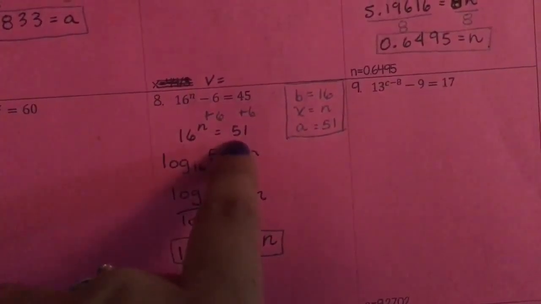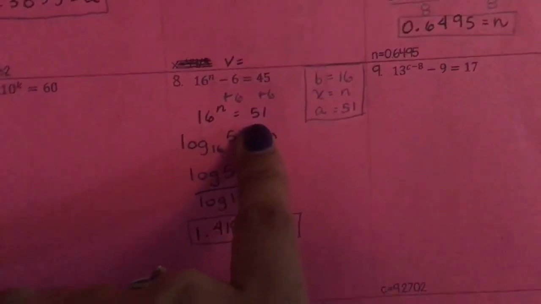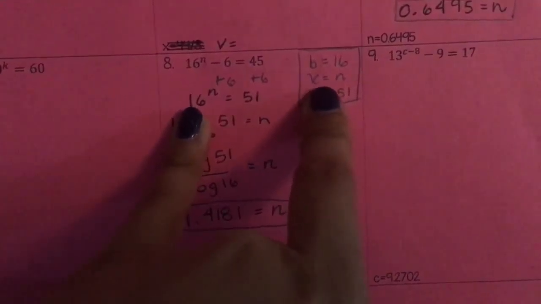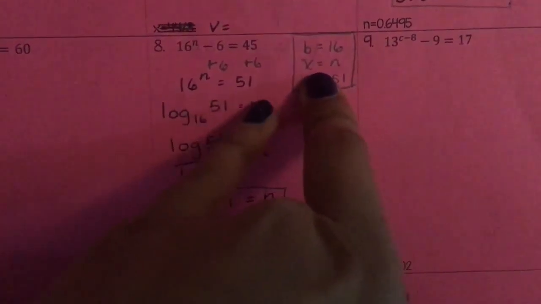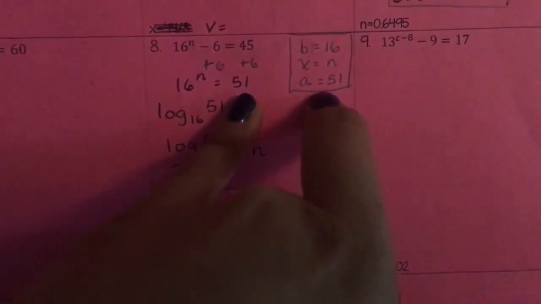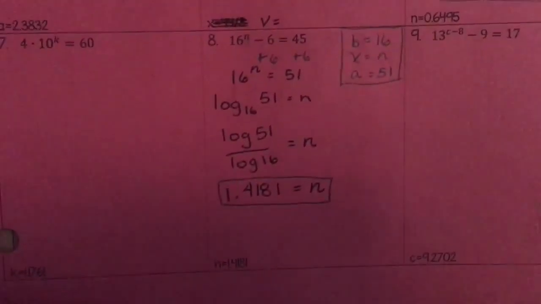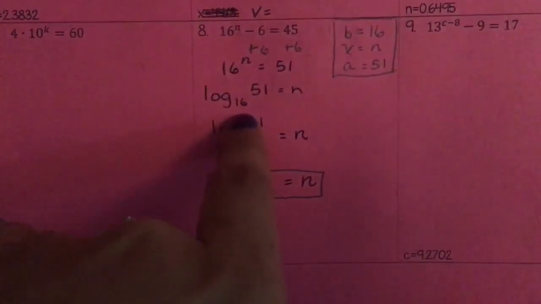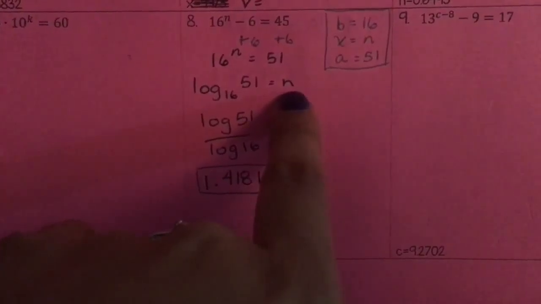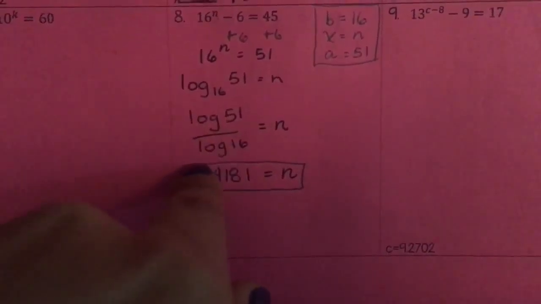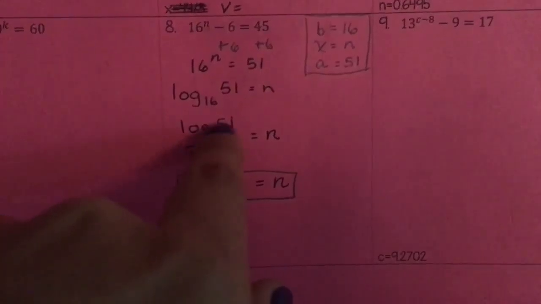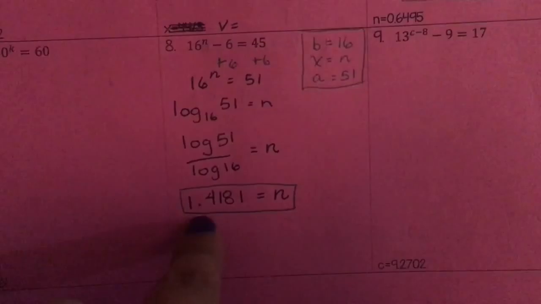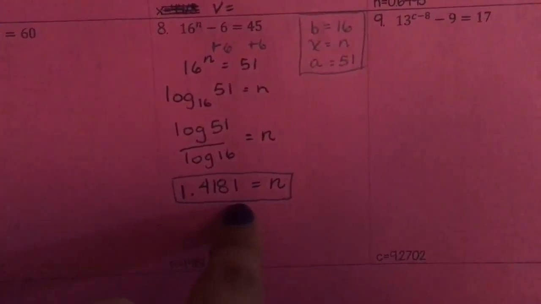Using this expression, we can now identify our base, exponent, and answer. Our base is here, our 16, our exponent is n, and our answer, a, is 51. Rewritten in logarithmic form, this reads log base 16 of 51 equals n. Finally, we utilize the change of base formula to calculate log of 51 divided by log of 16, giving us the value of 1.4181 for n.